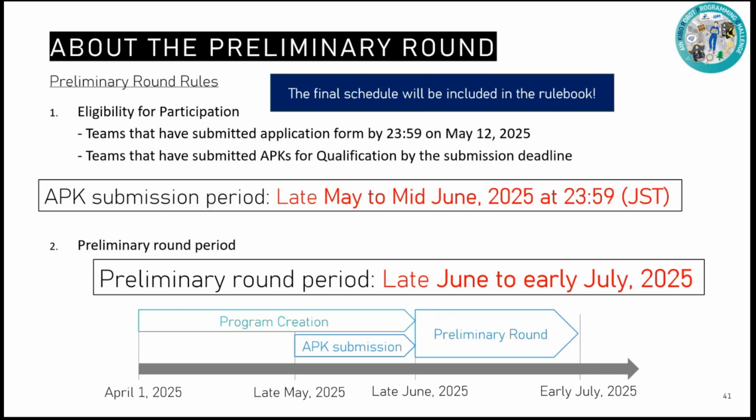Please note that submission after the deadline may result in disqualification from the preliminary round. So really try to be careful about the submission deadlines for the program. Additionally, the preliminary round in each participating country will take place in one day, between late June and early July. This date will depend on the country or the region that we are participating in. So you have to reach out to your country.